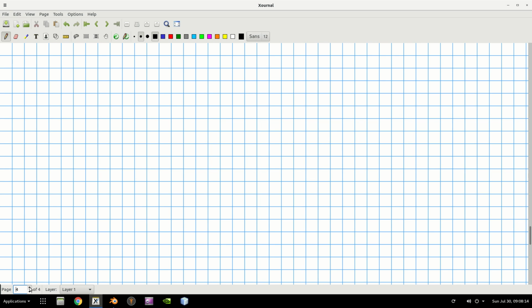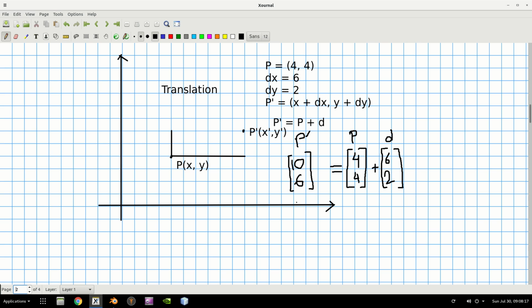Now, one interesting thing you'd find out is that we wrote this in matrix notation: P prime can be written as P plus D. My question is, can we write it down in matrix form for this one as well? Can we do this? Did you guys get the question? What I'm asking for?